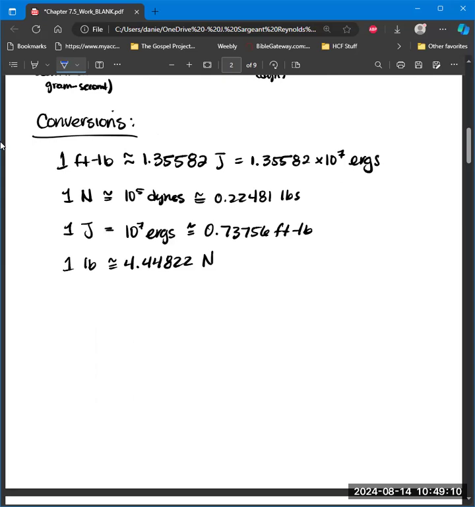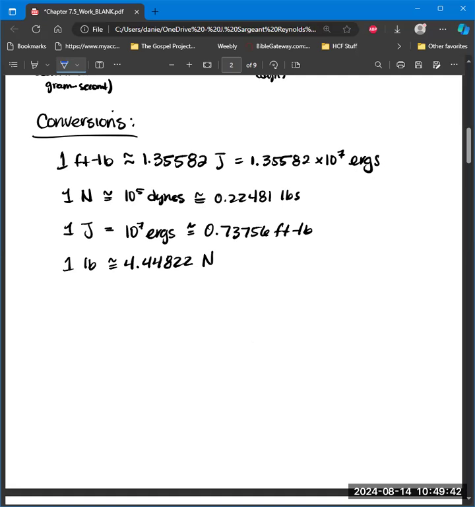So 10 to the 7th ergs is 1 joule, is what that's telling us. So that's approximately 0.73756 foot-pounds. 1 newton is approximately 10 to the 5th dynes, and that's approximately 0.22481 pounds. And 1 pound is approximately 4.44822 newtons.